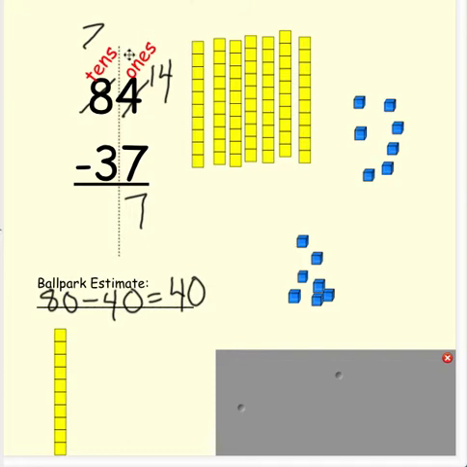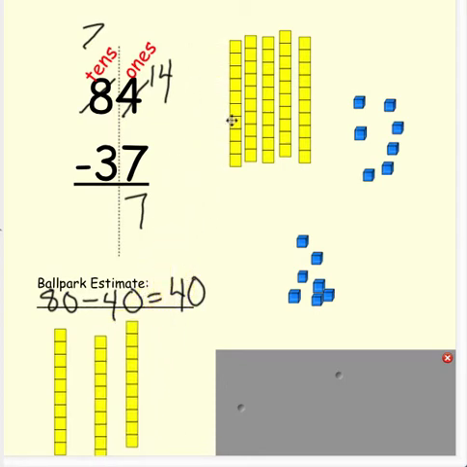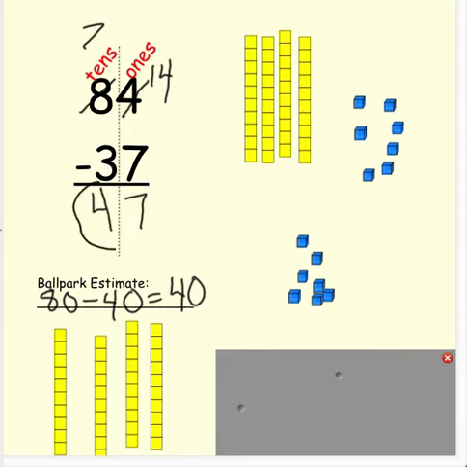Now I'm going to subtract my tens. 7 minus 3. Here's 7 tens. I'm going to take away 3. 1, 2, and 3. How many are left? 4. The answer to the problem is 47. Notice that's close to what we expected it to be. We made our ballpark estimate of 40.